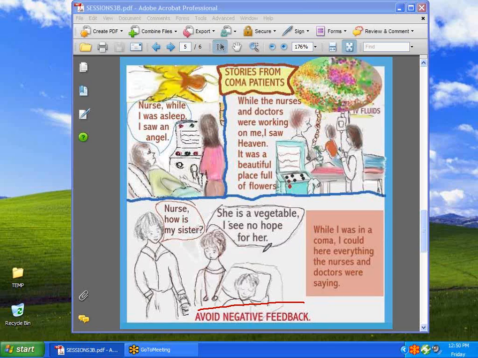So when you speak to the coma patient, try to be more positive, more encouraging to the family. If there's something to dispute, take the patient and the family member aside, discuss it away from the bedside so as not to put the patient into a state of fear.